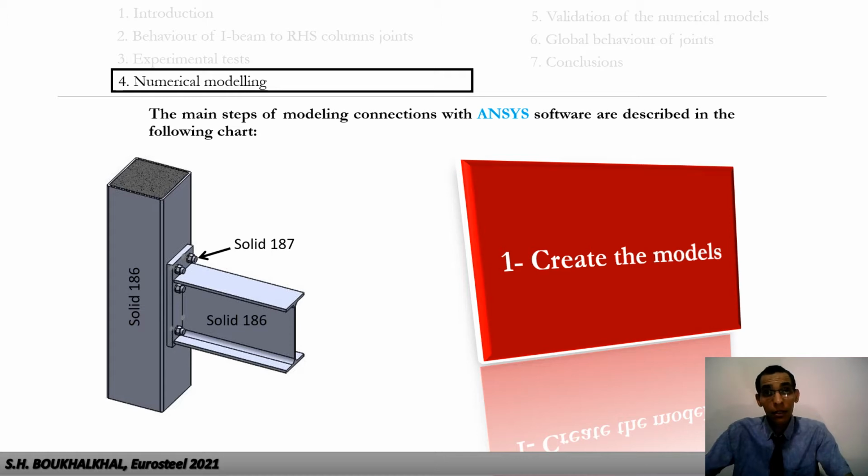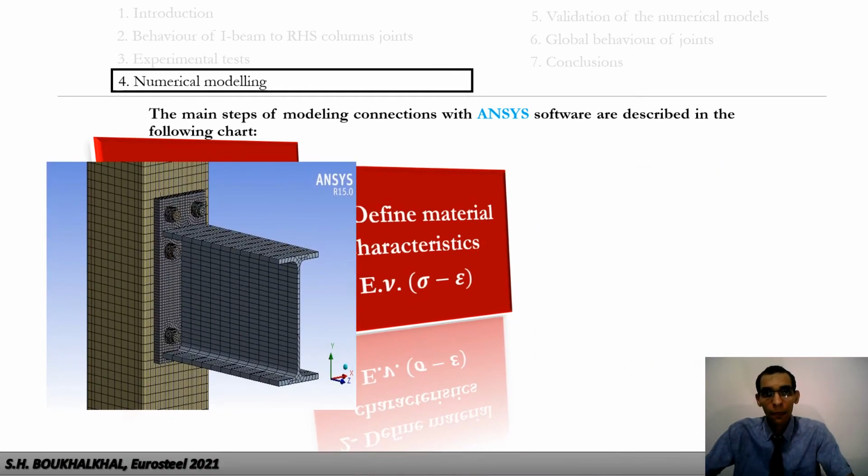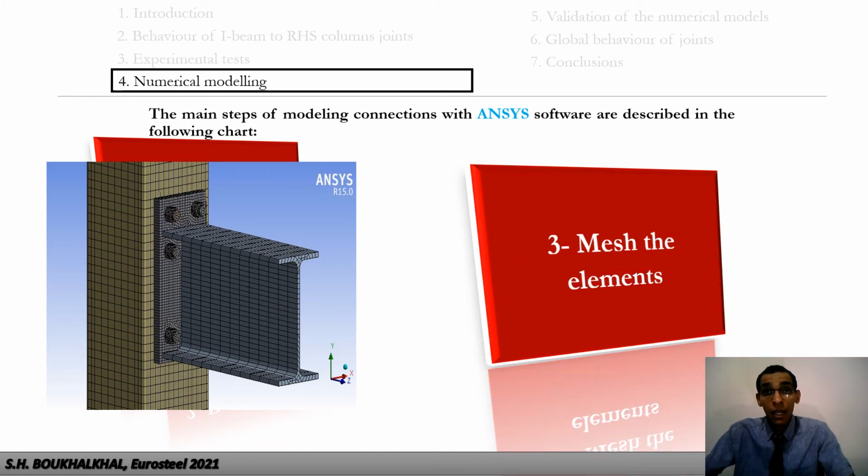A Solid 186 element was chosen to represent the concrete infill, I-beam, the end plate, and the square hollow section. And the Solid 187 element was chosen to represent the welded stud. The material and geometric characteristics adopted for the numerical models are the same as those used in the experimental work. The tetrahedron type mesh has been adopted for all connection components.